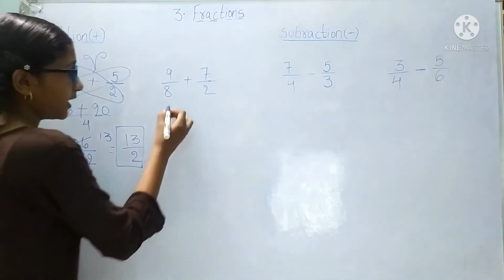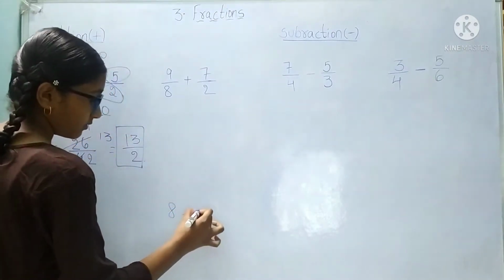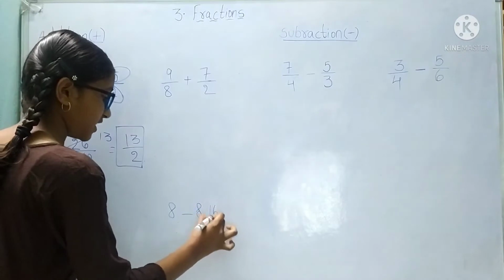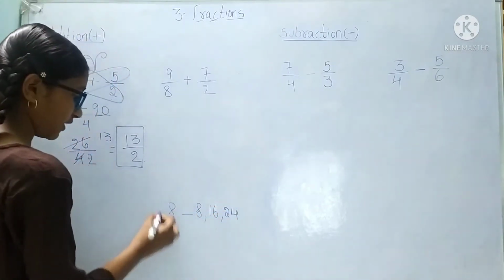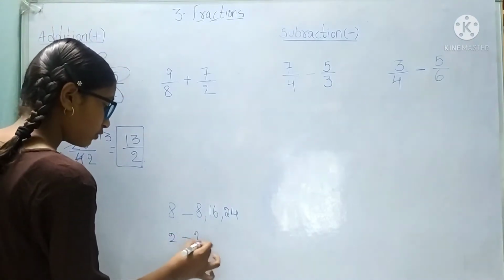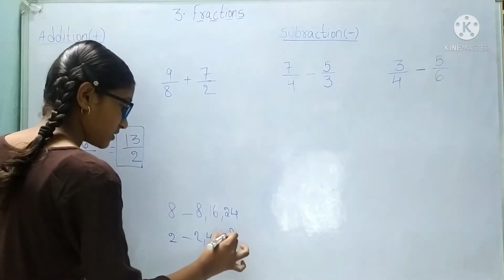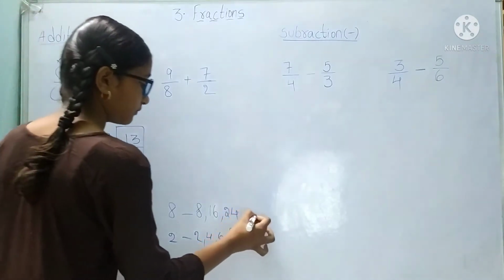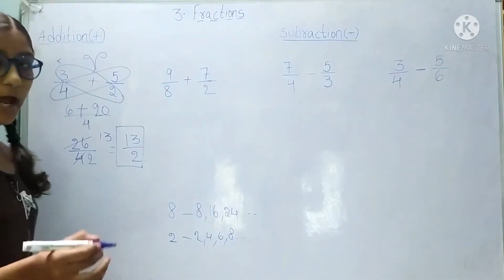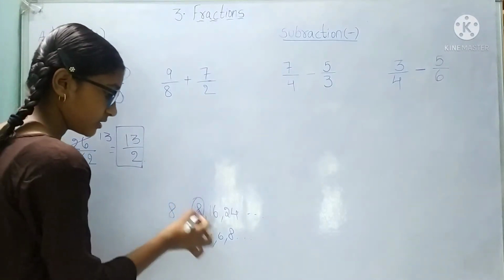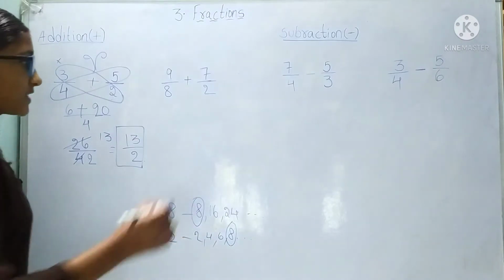Now 8 and 2, the common multiples we will write here: 8, 16, 24, and I will also write those multiples of 2: 2, 4, 6, 8, and so on. So here we got 8, and 8 is the common multiple of 8 and 2. So we have 8 as the common multiple in the two tables.